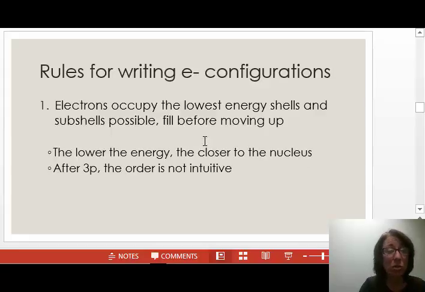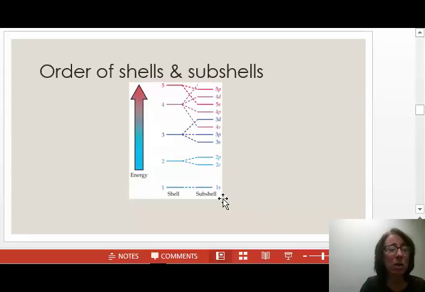We know that the first shell is lowest in energy, the second shell is next lowest, but after 3p, the ordering of the shells and subshells is not intuitive. As shown in this graphic, the 1s subshell is the lowest in energy in an atom. Next comes the 2s, the 2p, the 3s, and the 3p.